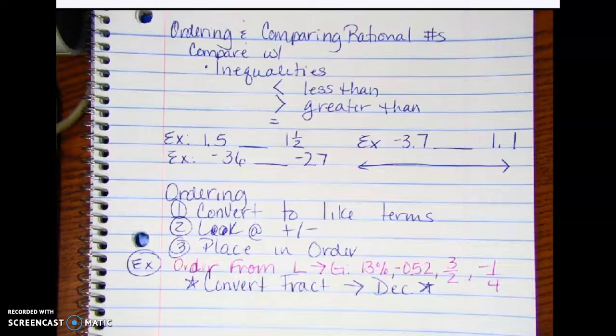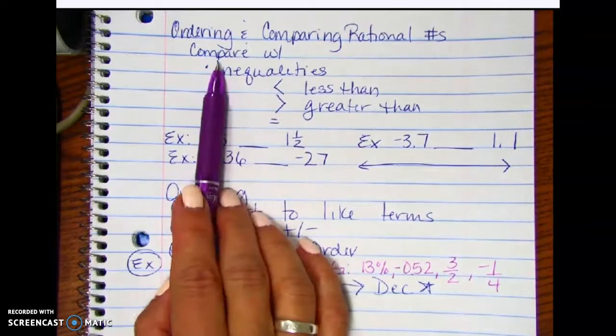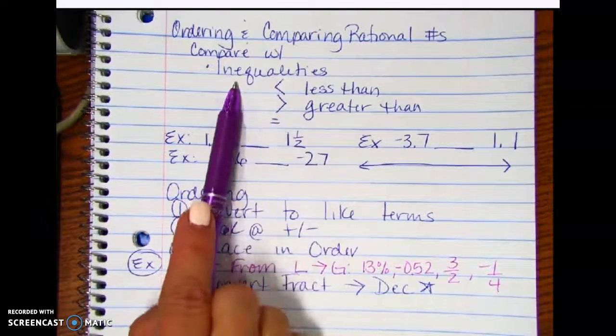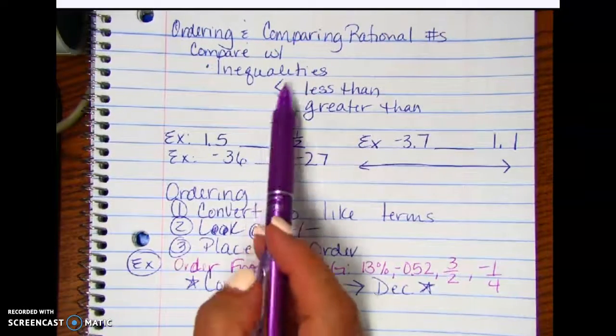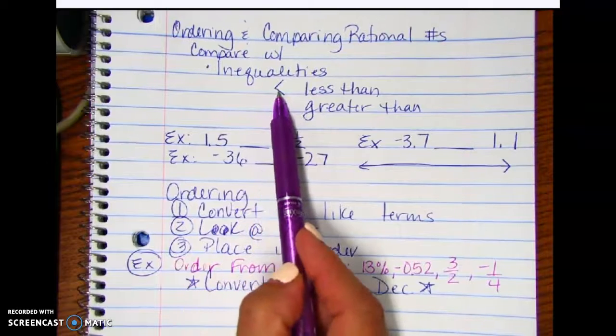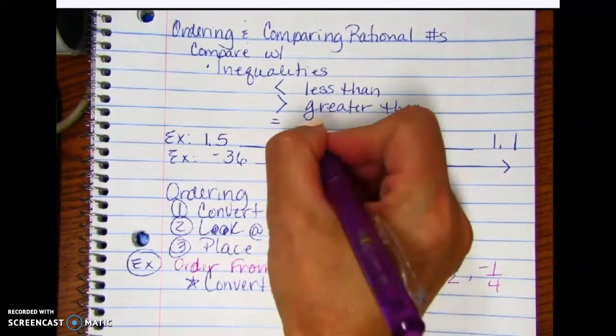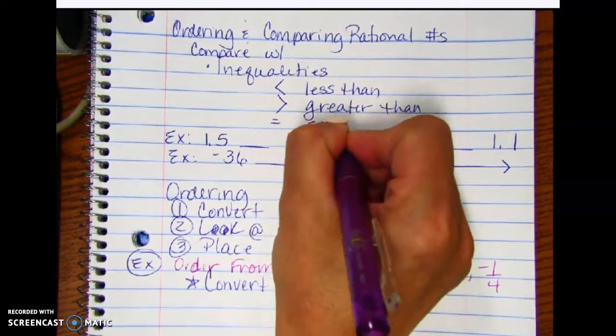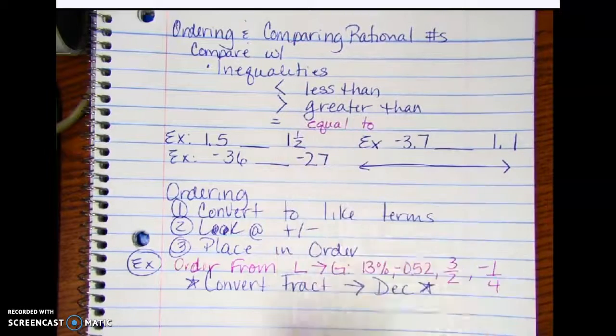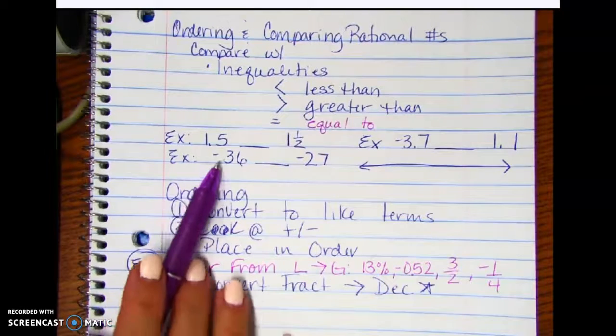So today we're going to talk more about ordering and comparing rational numbers. So how do we compare our numbers, our rational numbers? We compare them with inequalities. Inequalities are the less than symbol, the greater than symbol, and the equal to symbol. Okay, so we're going to do some examples.